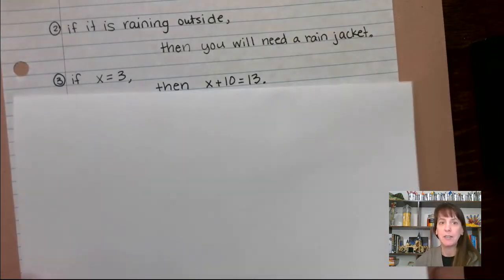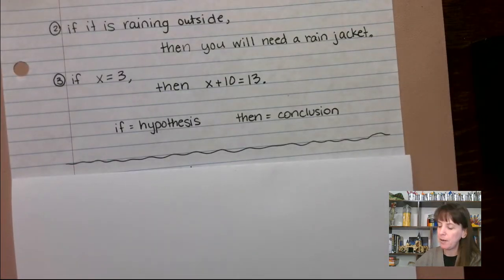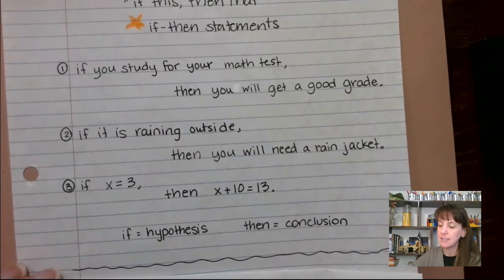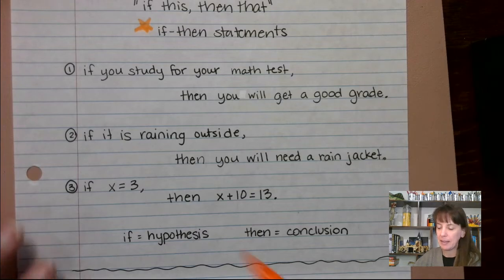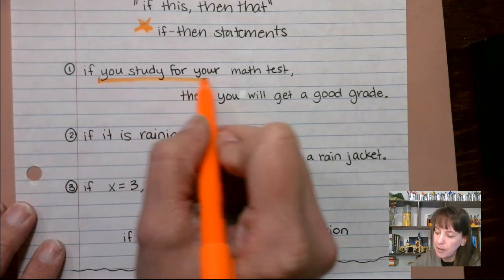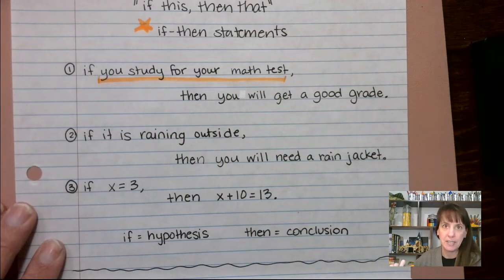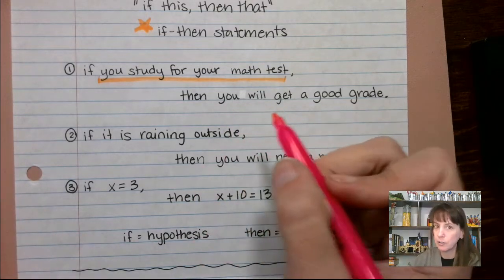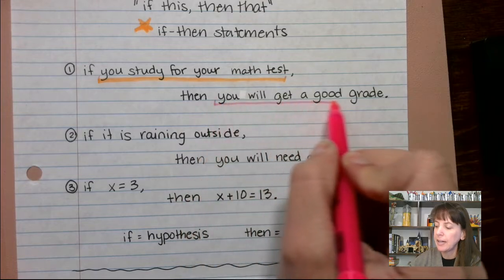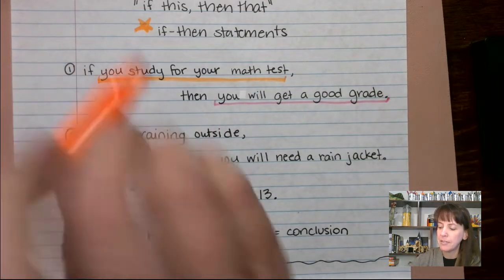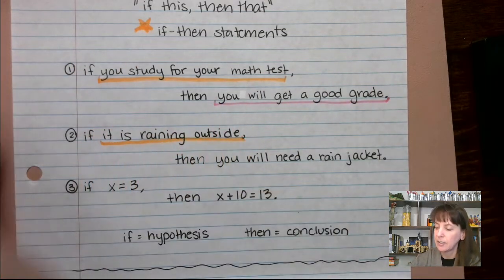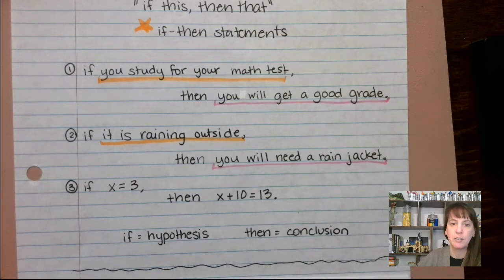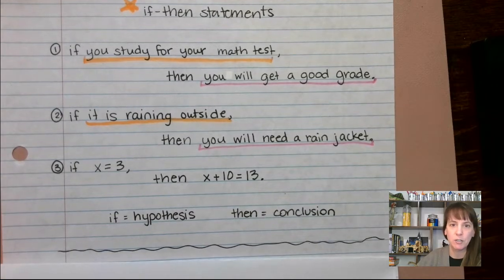The other thing you want to write down is this. Your if is your hypothesis, your then is your conclusion. So if we go back and look at this, if you study for your math test, this part is your hypothesis: you study for your math test. Don't include the word if. Your conclusion, again, don't include the word then, is you will get a good grade. So hypothesis, it is raining outside. Conclusion, you will need a rain jacket. Okay? So make sure that you write down your if is your hypothesis, then your then is your conclusion.